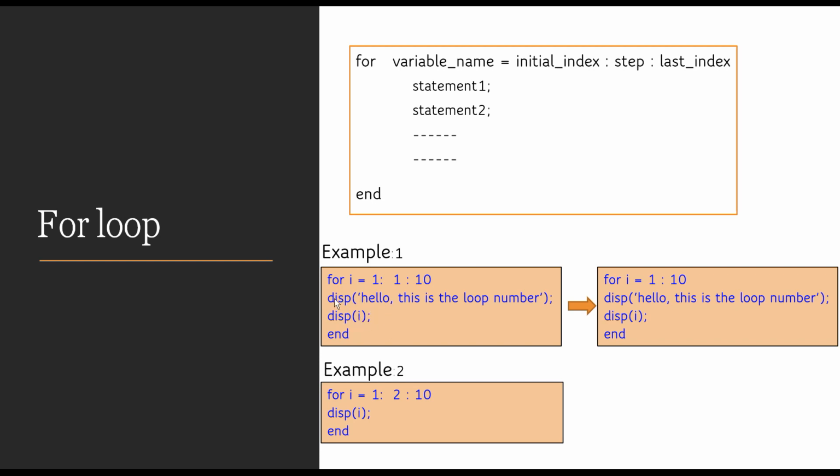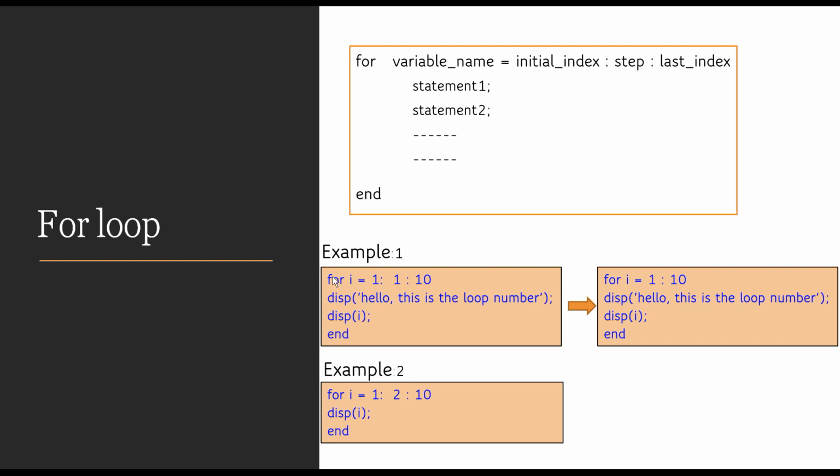We can see here that the first statement is displaying this text. This text is a constant text. It's not changing, right? So: hello, this is a loop number. And in the second line, it's going to display i. When we start our first statement, i is going to be 1 because i starts as 1. So we say hello, this is a loop number, and then 1.